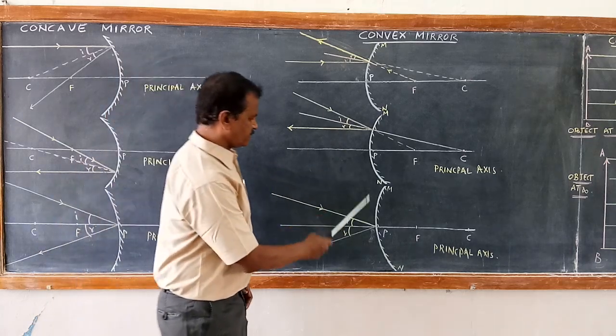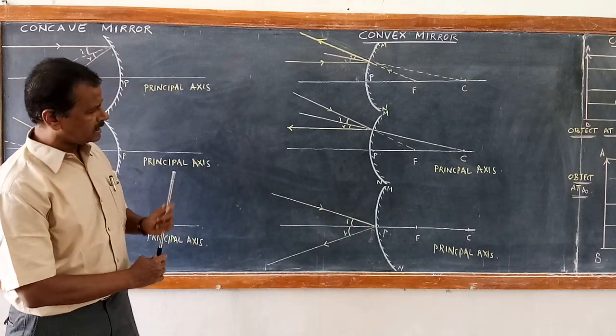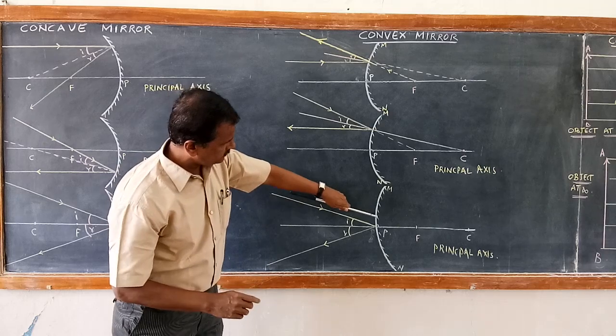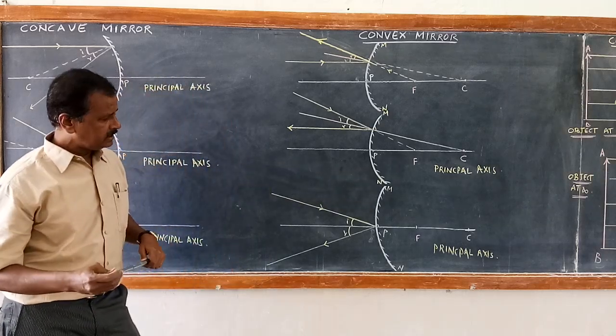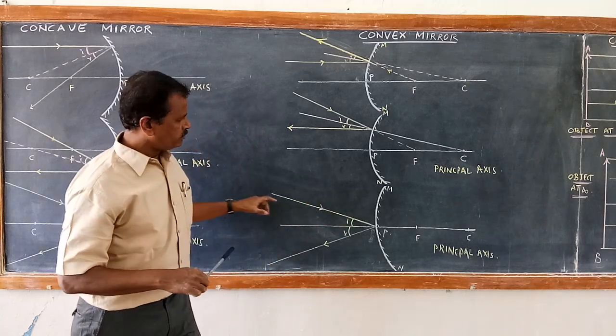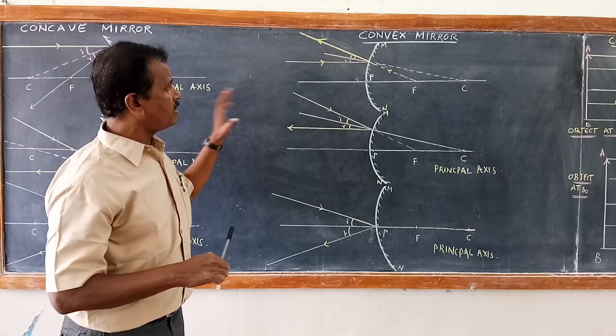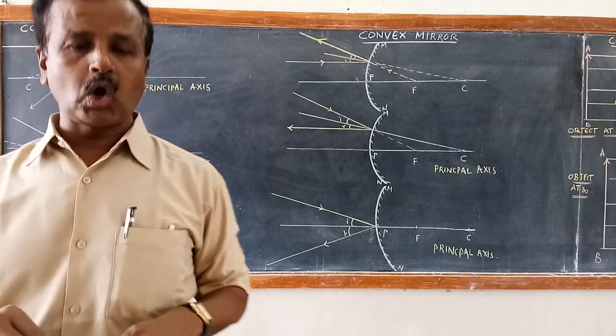Now you see the third one. In this case, if the incident ray is falling obliquely at any angle, again angle of incidence must be equal to angle of reflection, so it will be diverged in this sense. So these are the ray diagrams for convex mirror and concave mirror.